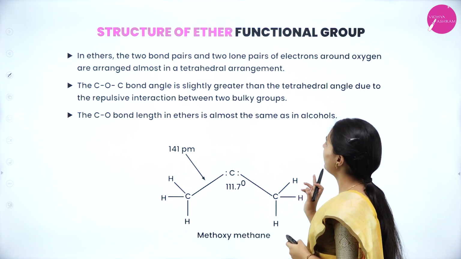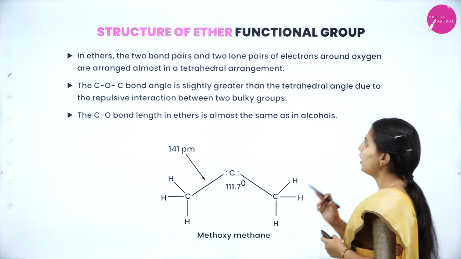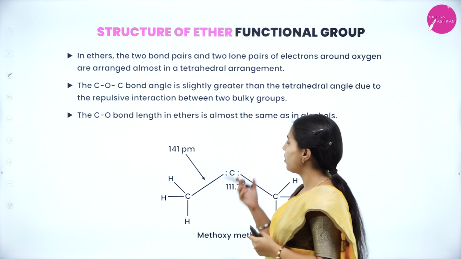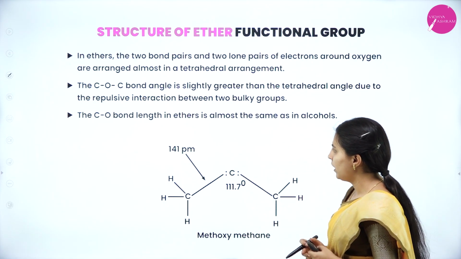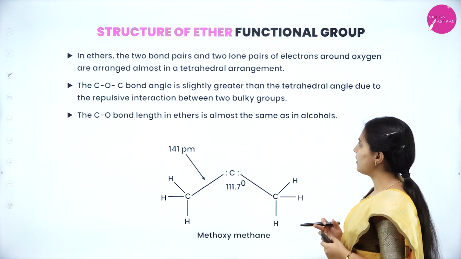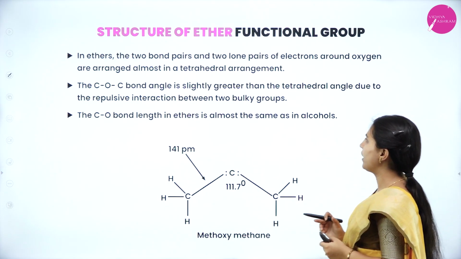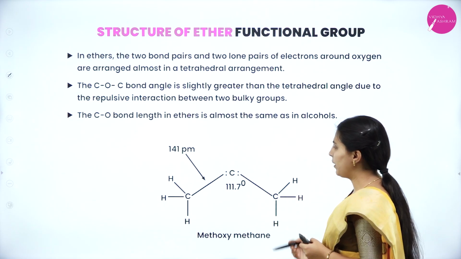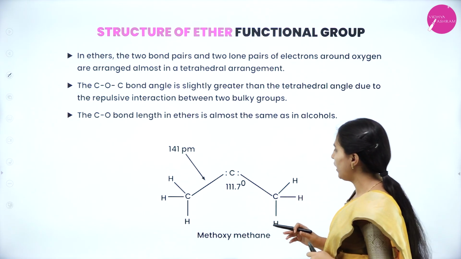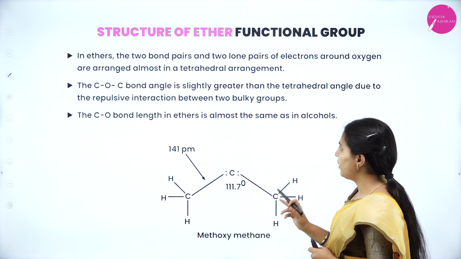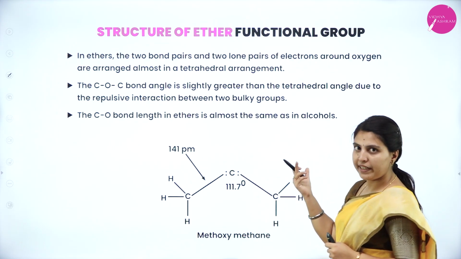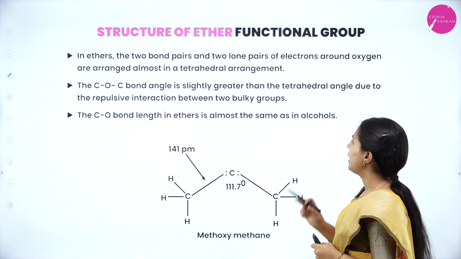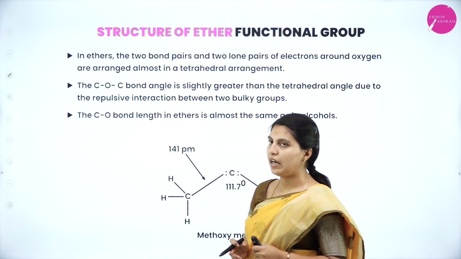Next, structure of the ether functional group. In ethers, the two bond pairs and two lone pairs of electrons around oxygen are arranged almost in a tetrahedral arrangement. The C-O-C bond angle is slightly greater than the tetrahedral angle due to the repulsive interaction between the two bulky groups. That's why the COC bond angle is slightly greater than the tetrahedral angle. The C-O bond length in ethers is almost the same as in alcohols.